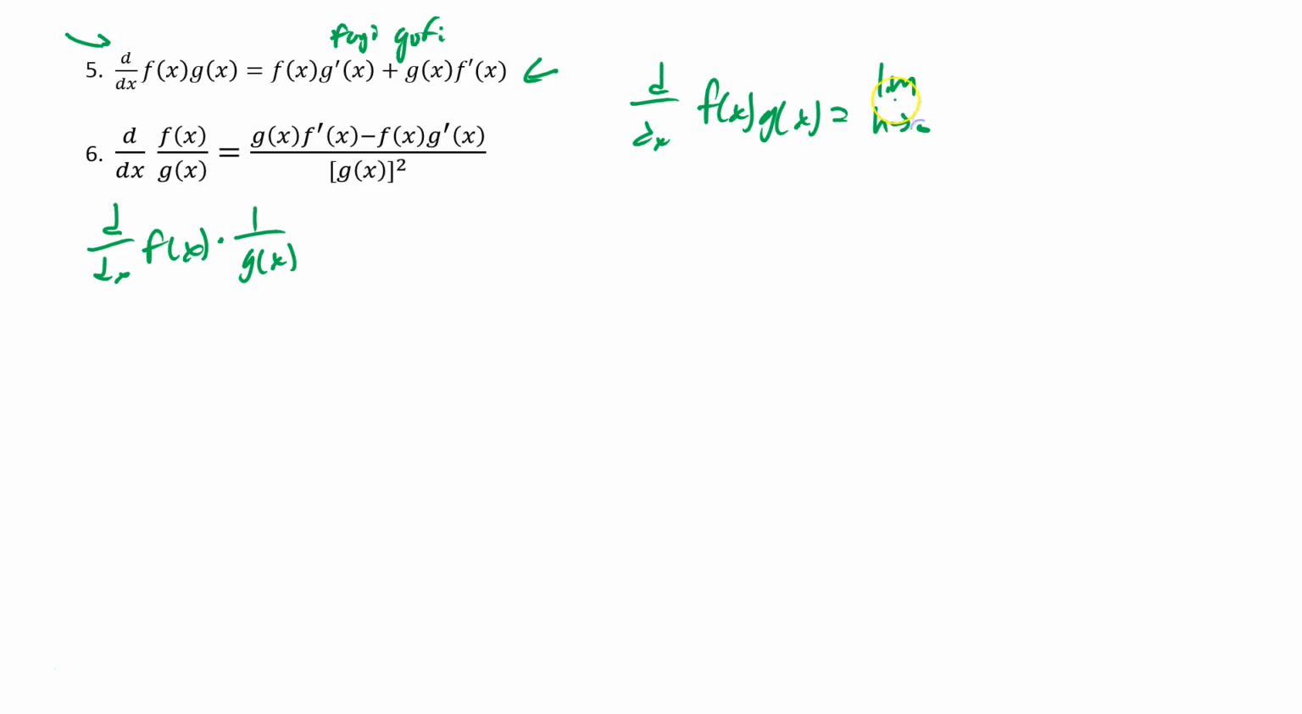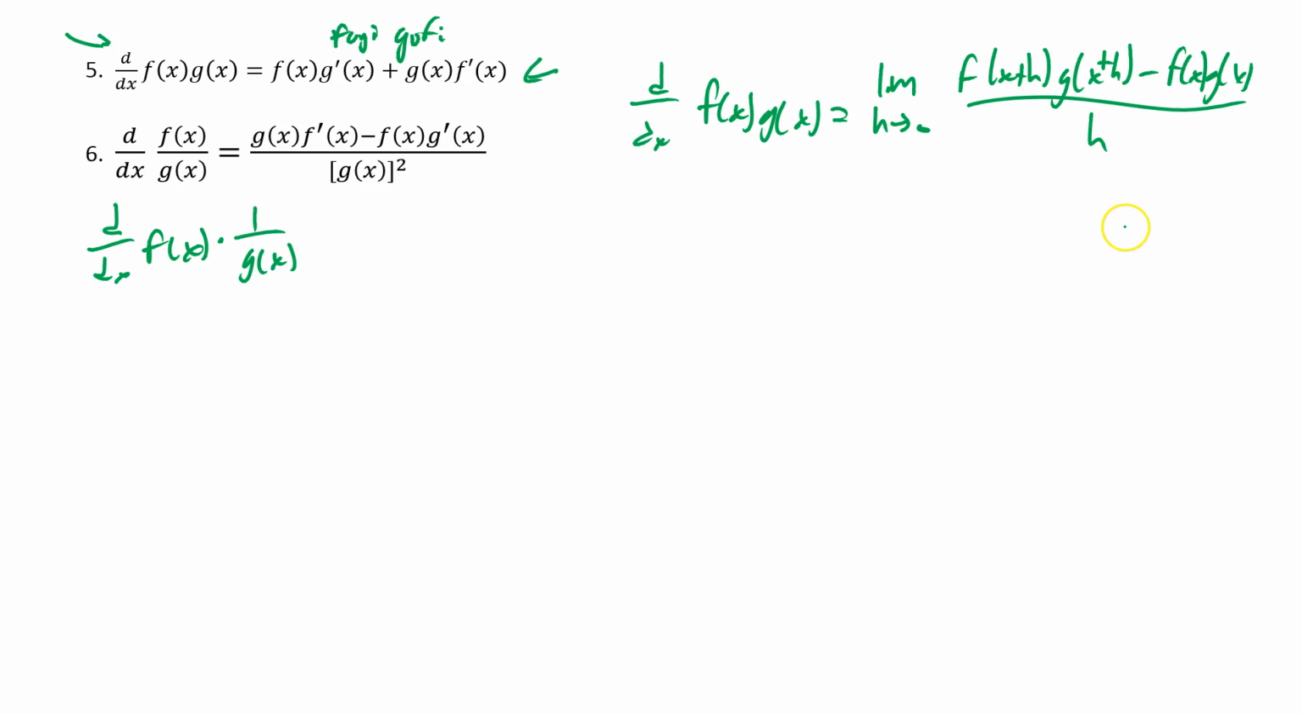Limit as h approaches 0, f of x plus h, g of x plus h, minus f of x g of x, all divided by h. So looking at this right now, it sure doesn't look like what we want. To find this, remember, f of x will be just by itself. g prime of x will be g of x plus h minus g of x over h, right? So we kind of have some of the pieces in here, but it's looking like we don't quite have what we want. So what I'm going to do here is I'm going to use a little trick.